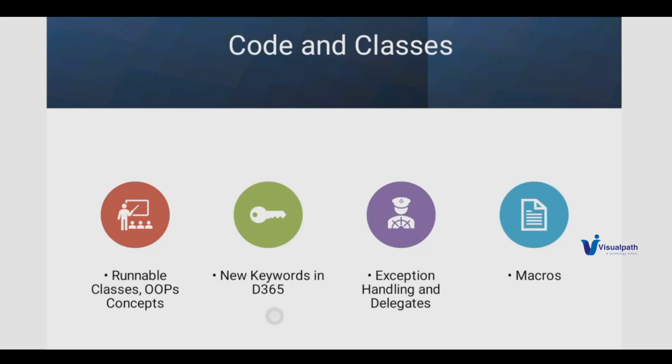We will understand which particular concept of polymorphism specifically is not working here. Then we'll understand the new keywords in D365, what keywords they are using, like this, and specifically this keyword, which we use mostly. There are so many keywords that we use, so we'll understand about those.